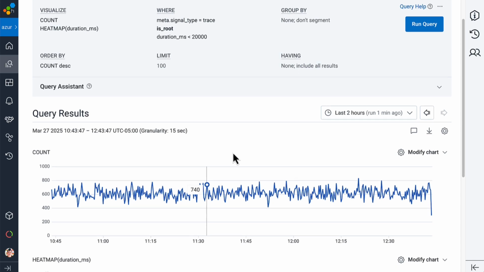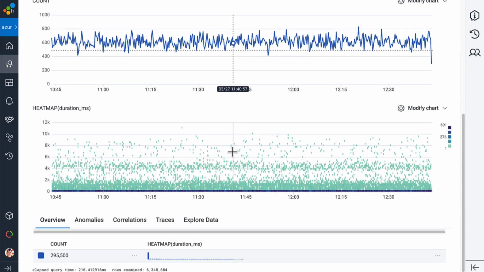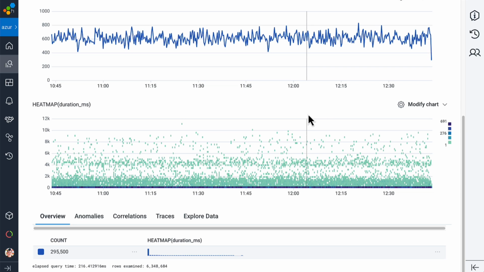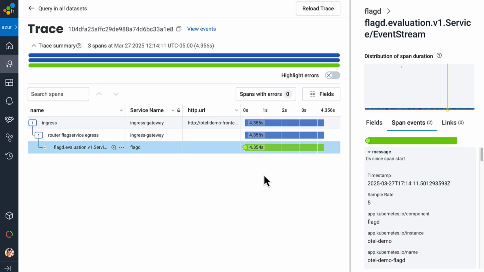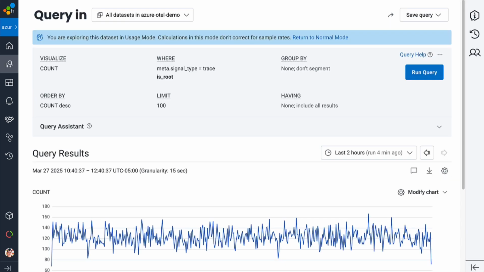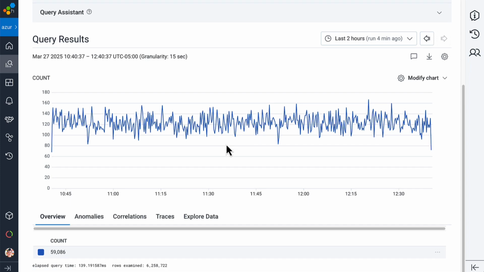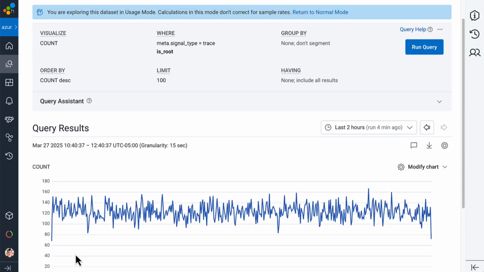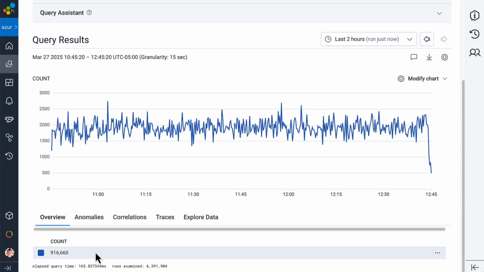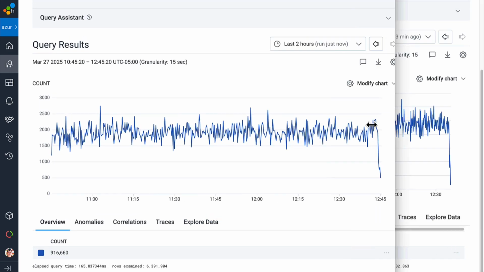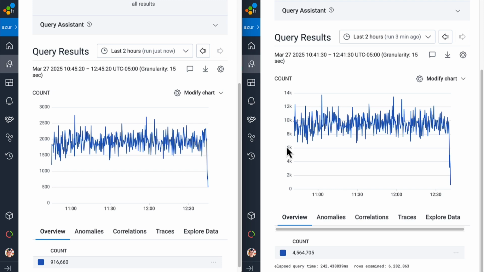The result is, in Honeycomb, we can get the full count of traces and the full distribution of durations and everything else. We can see the shape of the forest, and we can always get to an individual tree, the whole tree, including associated logs. Meanwhile, over in usage mode, you can count how many events we actually saved. So we saved 60,000 traces here, or I can get all the spans because those are events we were charged for. And I can compare that to normal mode.